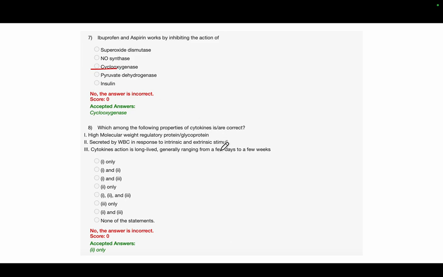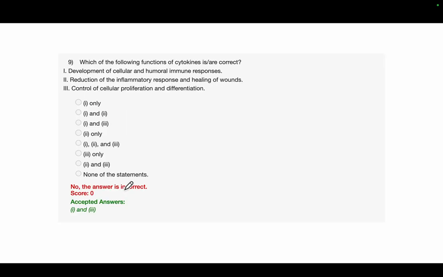Which among the following properties of cytokines is or are correct? Option 1: high molecular weight regulatory protein or glycoprotein secreted by WBC in response to intrinsic and extrinsic stimuli. This is correct. Option 3: cytokine's action is long lived, generally ranging from a few days to a few weeks. So yeah, option 2 is correct.